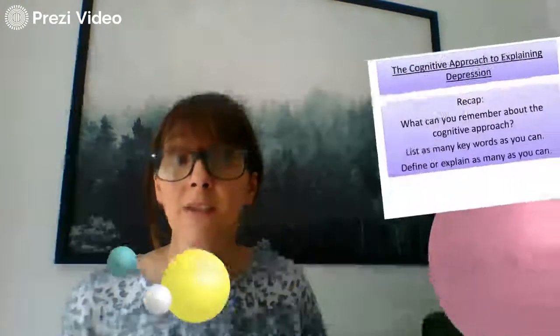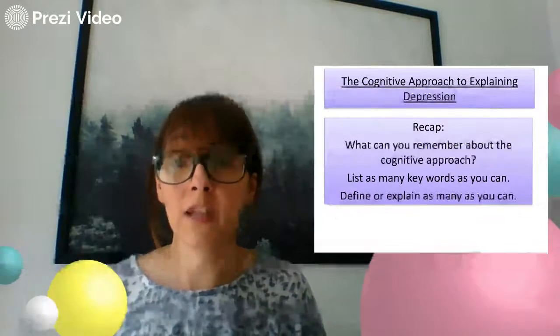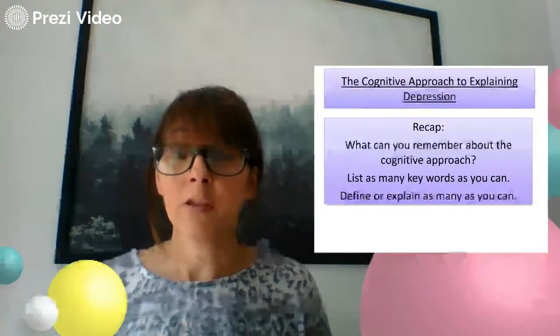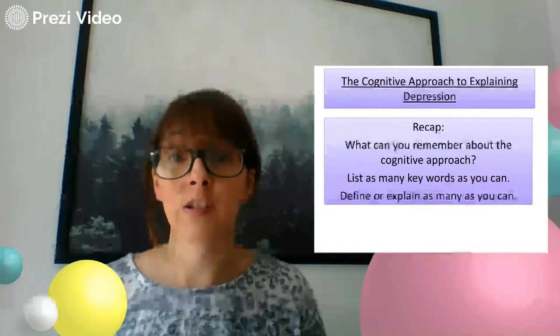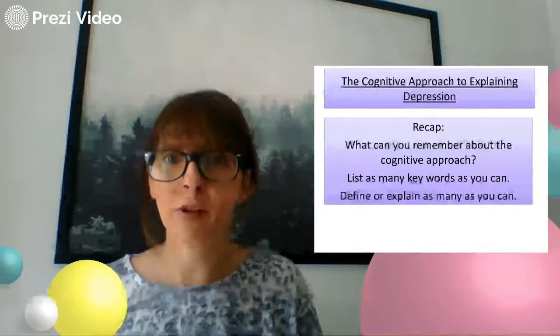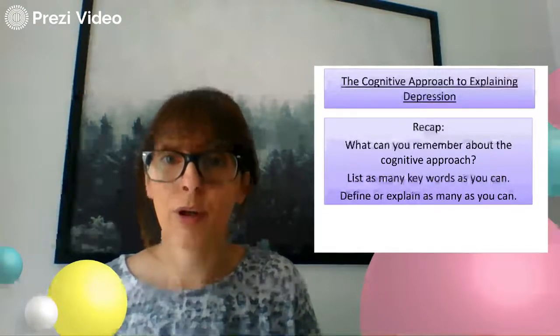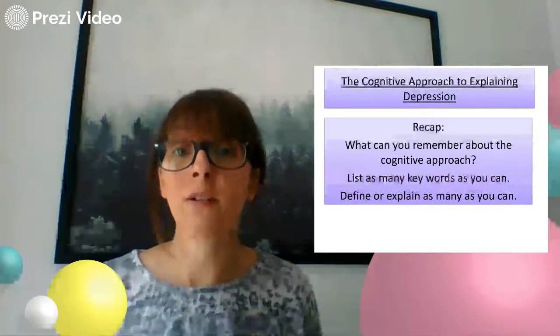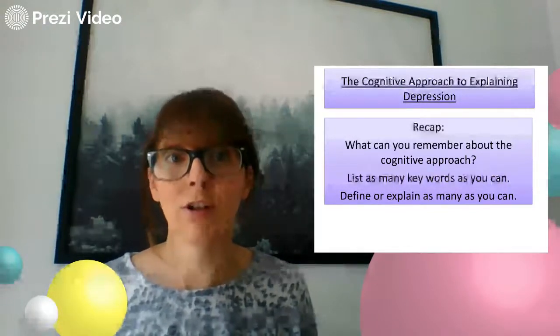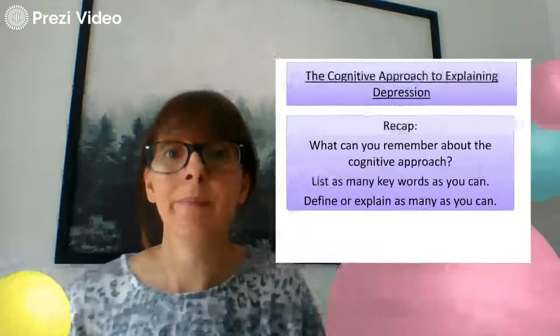So now we've looked at the characteristics, we're going to look at the explanation for depression. The explanation for depression focuses on the cognitive approach. So the explanation for phobias looked at the behaviourist approach, and now we're looking at the cognitive approach with regards to depression. So I've got a little activity here.